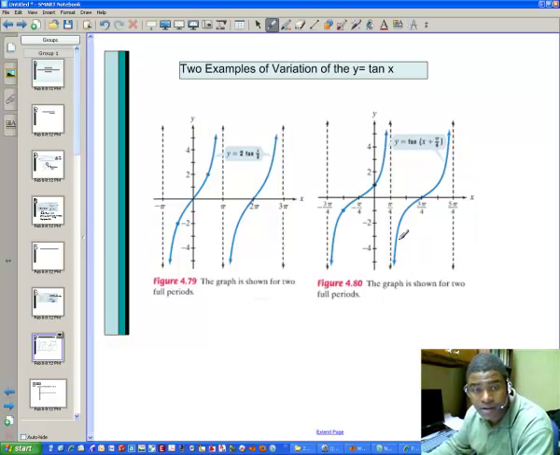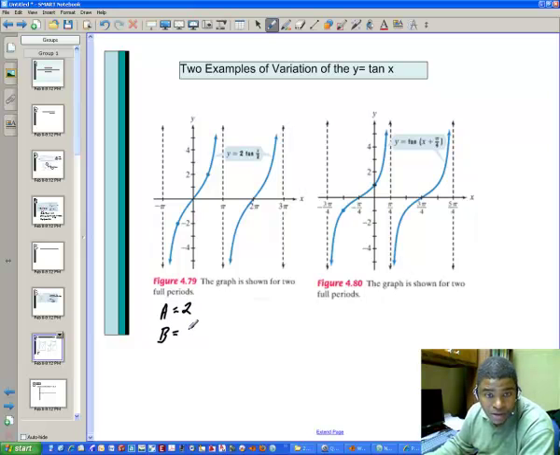As we begin to look at this particular graph, this is figure 479. The graph is shown for 2 full periods. Let's take a look at how we calculate the interval notation, which will be our vertical asymptotes. In this case, our A value will be 2. Our B value is going to be 1/2.